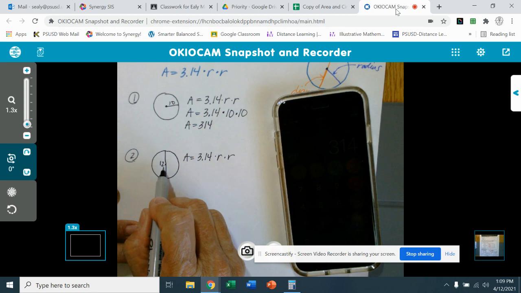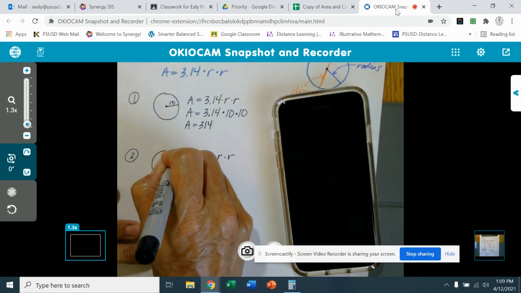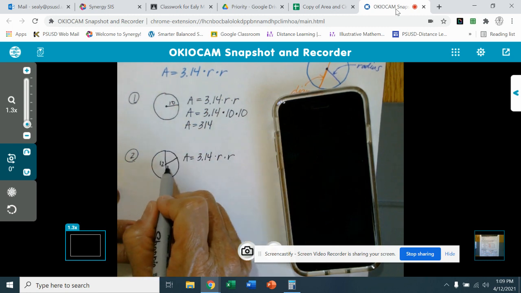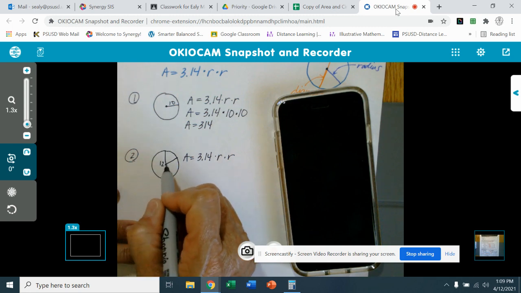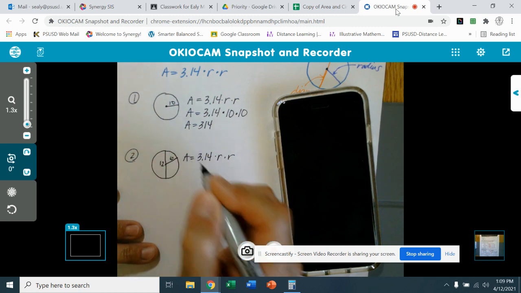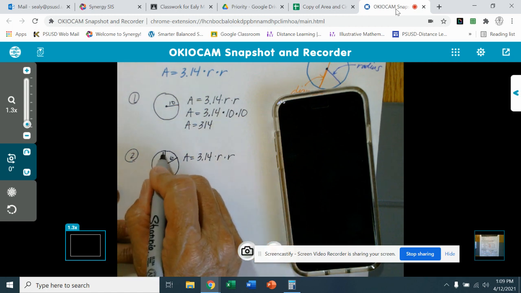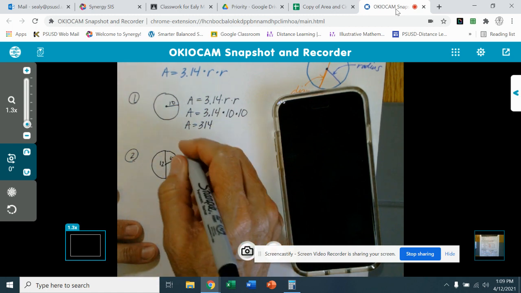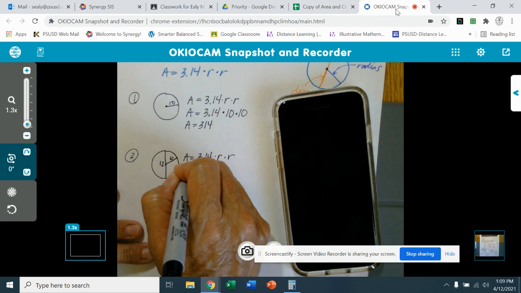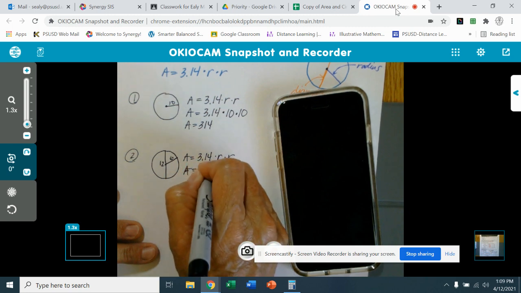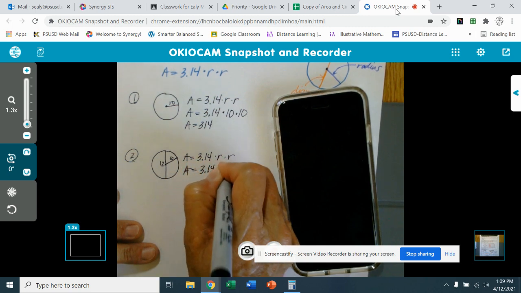So I don't have the radius. I have the diameter. Well, I know the radius is half the diameter. So if the diameter is 12, the radius is 6. 12 divided into 2 parts is 6. Okay, so now we've got that. So we've got area equals 3.14 times 6 times 6.